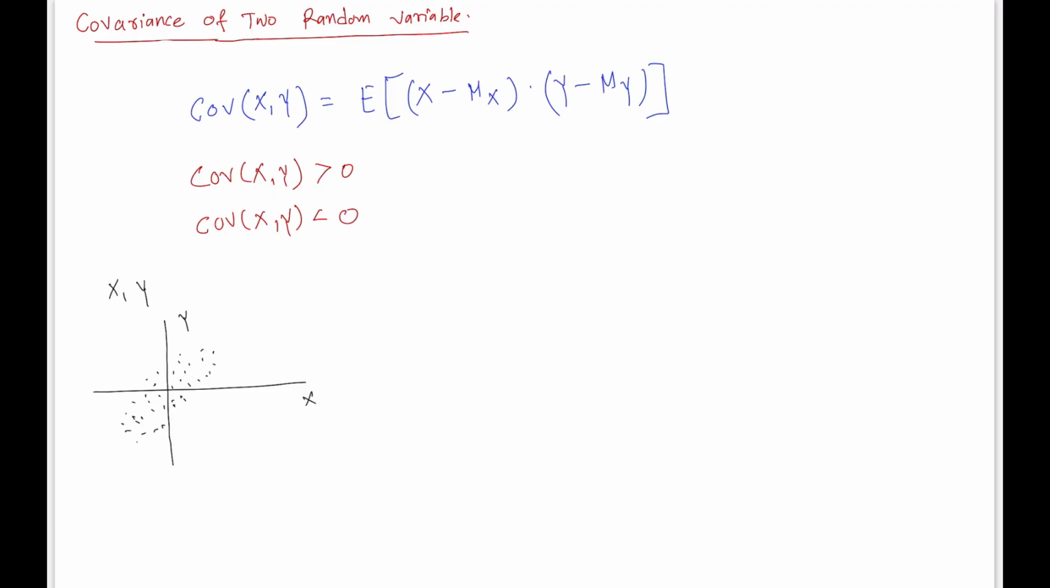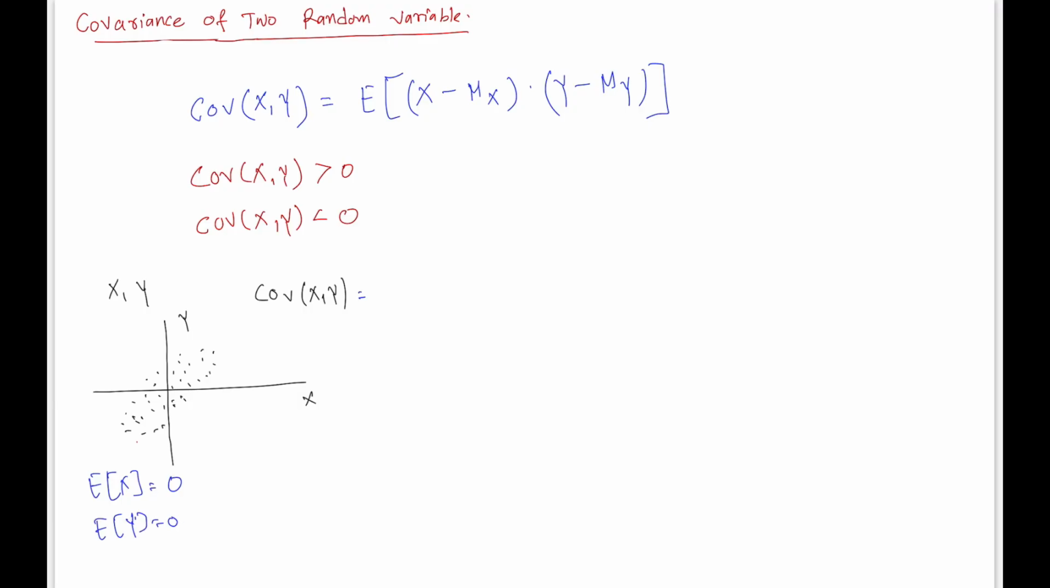So here the random variables x and y on average tend to move together. If x is large, then y also takes a large value on average, and if x takes a large negative value, then y also tends to take a large negative value. So if we try to find the covariance in this case, we may expect it to be greater than 0. Let's also assume that the mean of x is 0, and the mean of y is also 0.